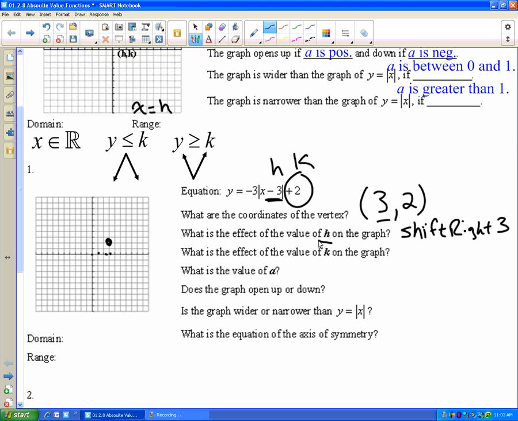What is the effect of the value of k on the graph? Well, k shifts my vertex or my graph up 2 because it's a positive 2. So now that I shifted 1, 2, 3 right, I need to go up 2. And that's my vertex. The value of a, well, a is negative 3.